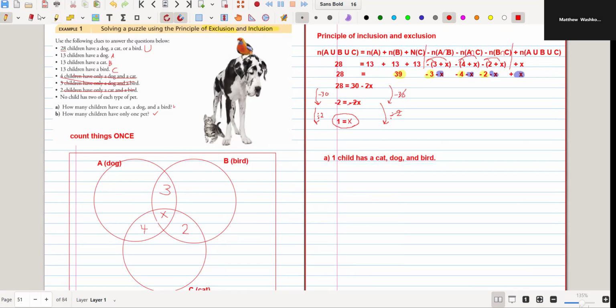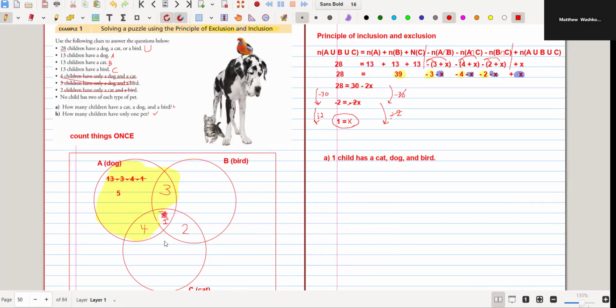How many children have only 1 pet? So in this case, now I can start going through this. Let's think about this. How many children have a dog? Well, 13 have a dog, right? 13 children have a dog, minus the 3 who also have a bird, minus the 4 who also have a cat, minus the 1 child who has all 3. It's 10, that's 6, that's 5. 5 children have only a dog.